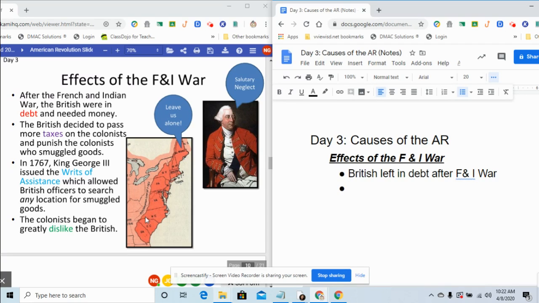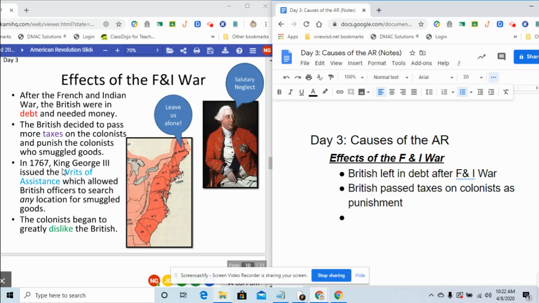Okay. So I'm going to write British pass taxes on colonists as punishment. It was punishment to the colonists. It was kind of saying, we had to defend you in war, so now you need to pay back what the British crown owes in debt, right? But the thing was that many of the colonists actually lost their lives and fought in the French and Indian War without any formal training.